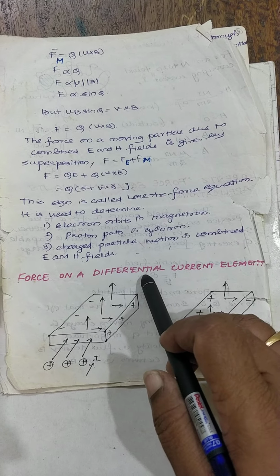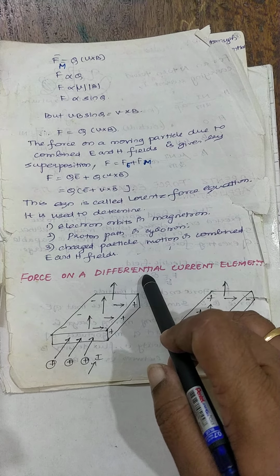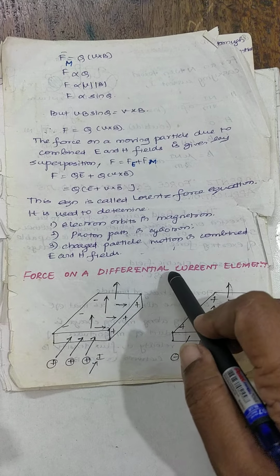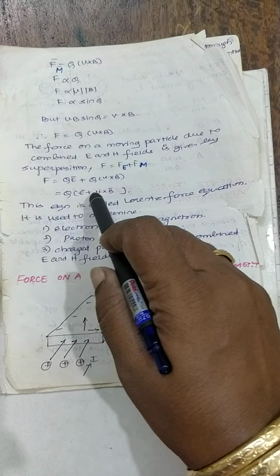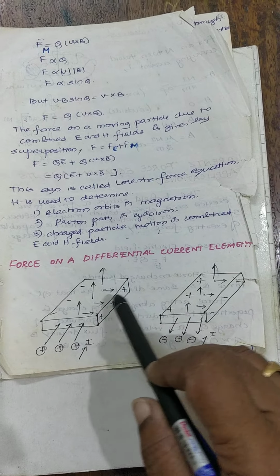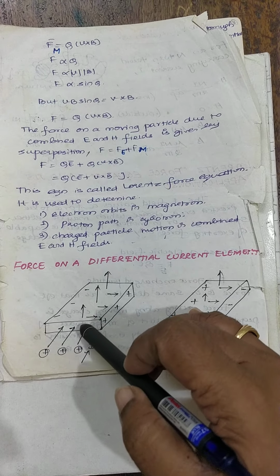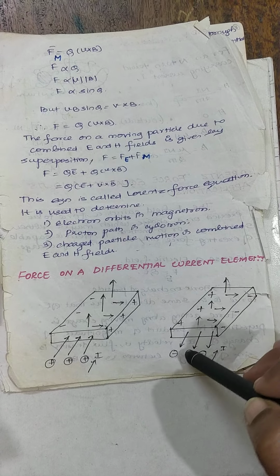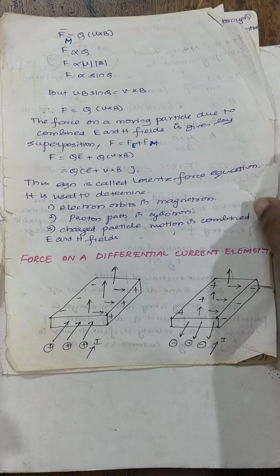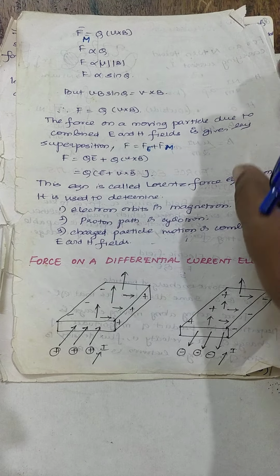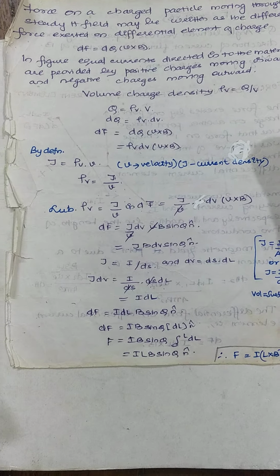The continuation of the concept is the force on the differential current element. How do we find the force on the differential current element? We have defined force by the Lorentz force equation, Q of E plus V cross B. Consider two materials, one with current passing inward and one with current passing outward. This is due to the positive charges, and this is due to the negative charges. This difference we can see. Now I am going to identify the force on the differential current element.